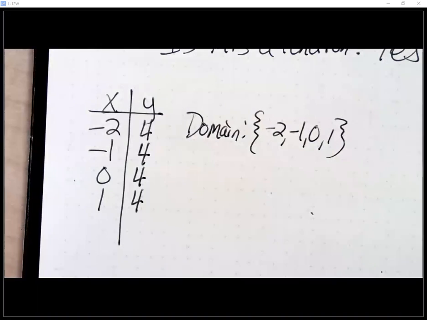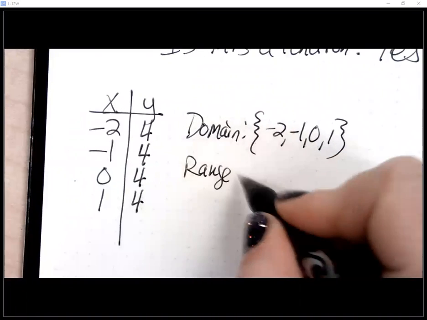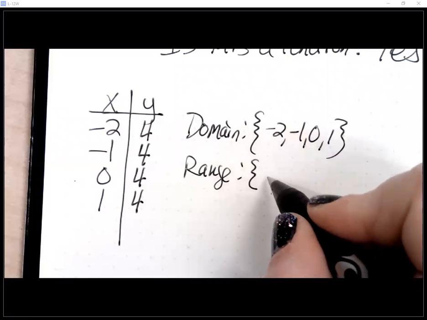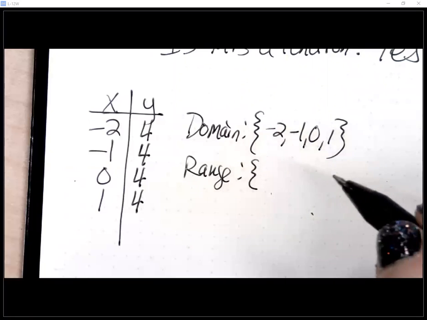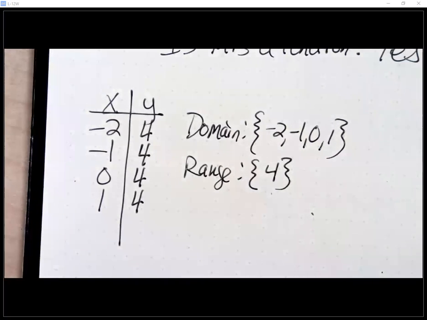And then who's going to give me the range? Adam, go ahead. Or not negative, but just four. Just positive 4. Yes. And see, even though it appears 4 times, it doesn't matter. I only list it once. So there only happens to be one thing in my range, and it's just a 4.